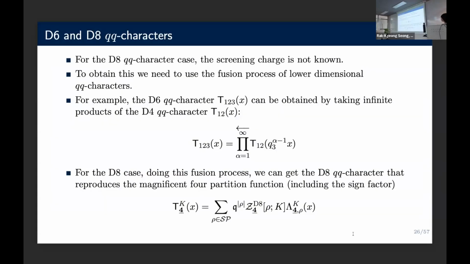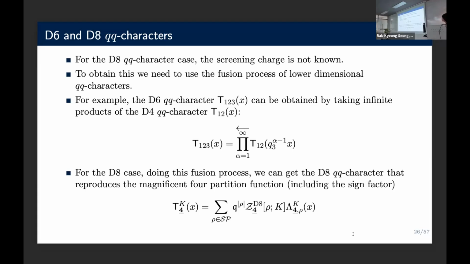But for the D8 case, unfortunately, we don't know the screening charge. So for the moment, the algebraic definition is not so clear. But we can use it. We can stack lower dimensional QQ characters to obtain higher dimensional QQ characters. So for example, if you have a solid partition, you can decompose into slices of plane partitions, and you can associate the D6 QQ character with it and then fuse everything and get the answer. And interestingly, such kind of derivation also gives the correct magnificent four partition function, including the sign rules. So in this way, for the QQ character, you can start from the lower dimensional case.